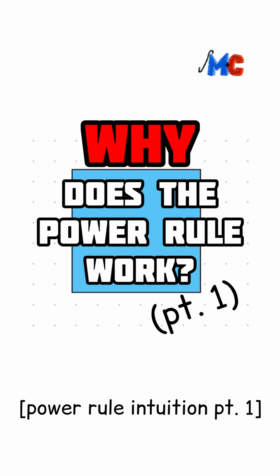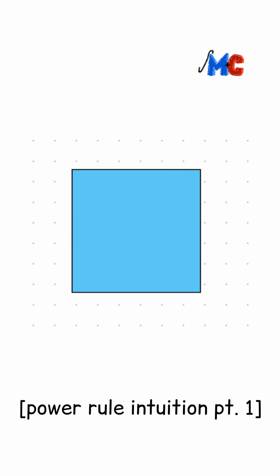Today I wanted to take a second to demonstrate why exactly the power rule works the way it does. We're going to start by looking at this square, and we're going to decide to label the length of each side with the variable x. This means we can calculate the area of this square by doing its length times its width, or x squared. And we're going to choose to label the area of this square with the variable y.